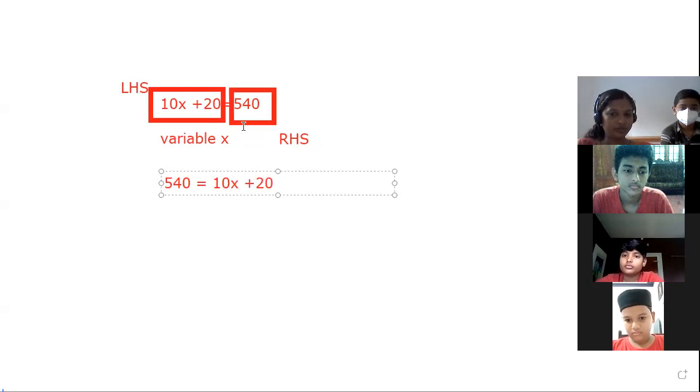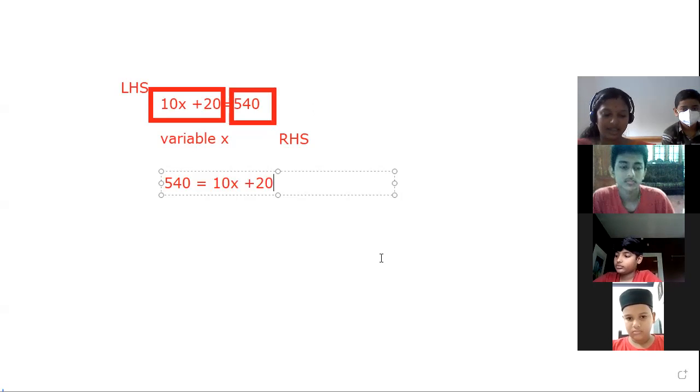10x plus 20 equal to 540, and 540 is equal to 10x plus 20. Are these two equations the same? They are the same. This is a property regarding an equation. If we interchange the LHS and RHS of an equation, there should not be any change in our equation. That is because we can interchange the LHS and RHS of any equation.